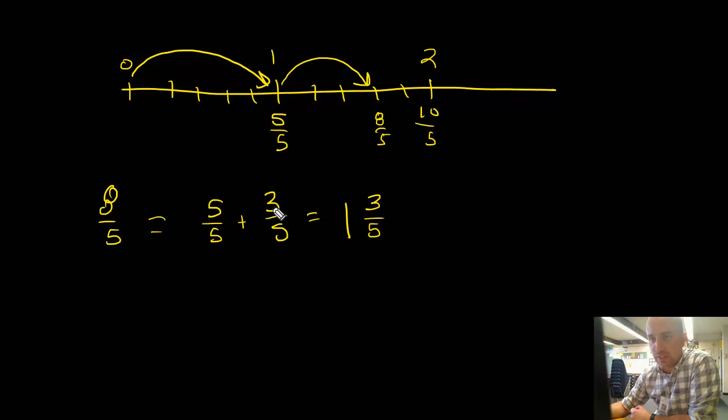Do you see how that works? I have my 1 plus I'm adding another 3/5. I have my 1 plus I'm adding another 1, 2, 3/5 to get a total of 8/5, or 1 and 3/5. Now those answers are also equivalent. All right. Let's try one more.